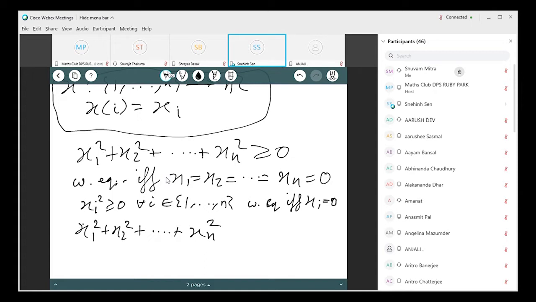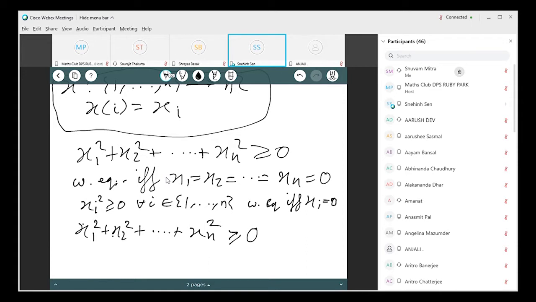Now I take the sum over here: x1 square greater than or equal to 0 if i equals 1, x2 square greater than or equal to 0, i equals 2 till n, so xn square greater than or equal to 0. So x1 square plus x2 square plus dot dot dot plus xn square is greater than or equal to 0, taking the sum of inequalities.